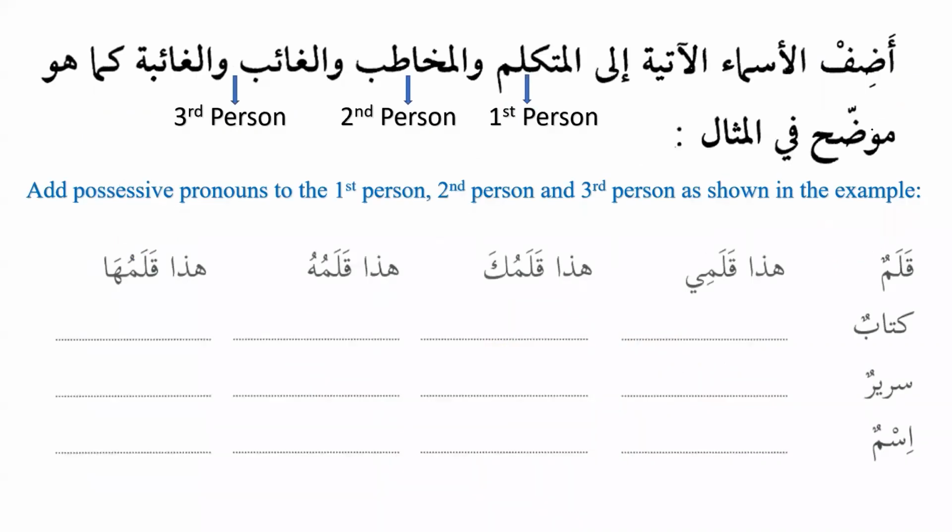Now it says adif al-asma al-atiyata. So again, we know that adif is fi'l al-amr. It is sakin, and when we connect it with kasra. Adif al-asma al-atiyata. Now it is al-asma, and we know that al-asma is the plural of ismun.